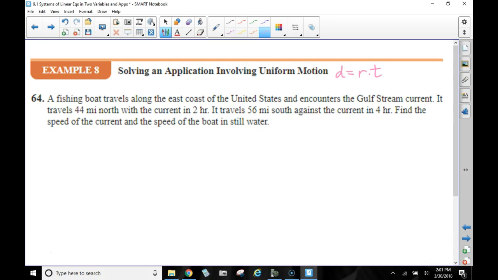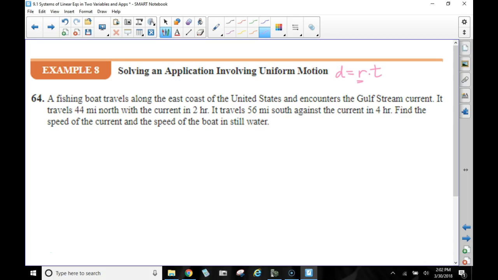It travels 44 miles north with the current in 2 hours. Then it travels 56 miles back south against the current in 4 hours. Find the speed of the current and what would be the speed of the boat in still water. So we're looking for the rates. We want to find the rate of the current and the rate of the boat.